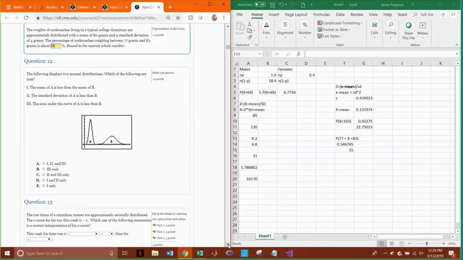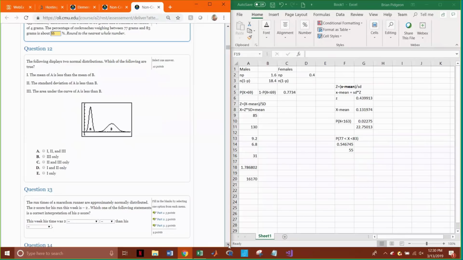All right. The following displays two normal distributions. Which of the following are true? So the mean of A is less than the mean of B. Well, the mean of the normal distribution is just where it's centered at, where the highest peak is. So the mean of A looks to be about 4. It's right where it's clustered at. And then B is significantly farther. So this is true. 1 is true.